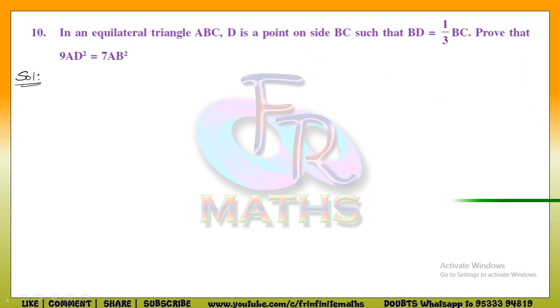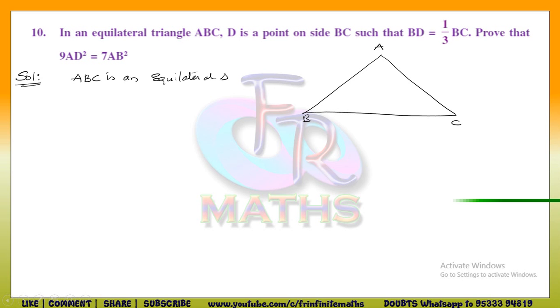So what he has given, ABC is an equilateral triangle. So equilateral triangle means what we can say, all the sides are equal. So let this be triangle ABC. So clearly what I can say, AB is equal to BC is equal to CA, which is equal to some A I am going to consider.